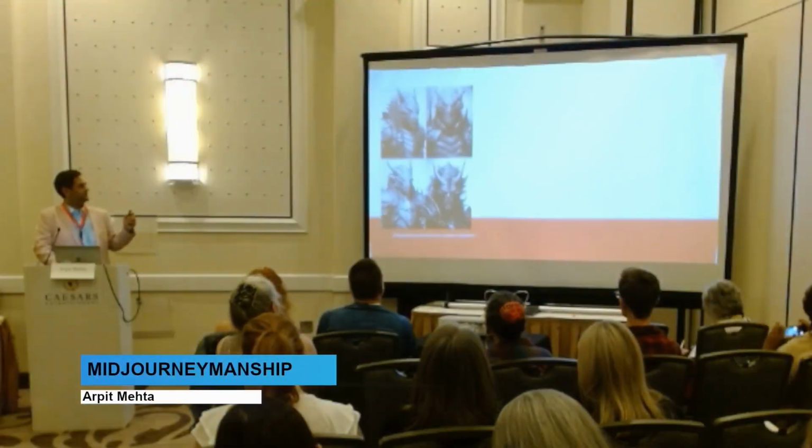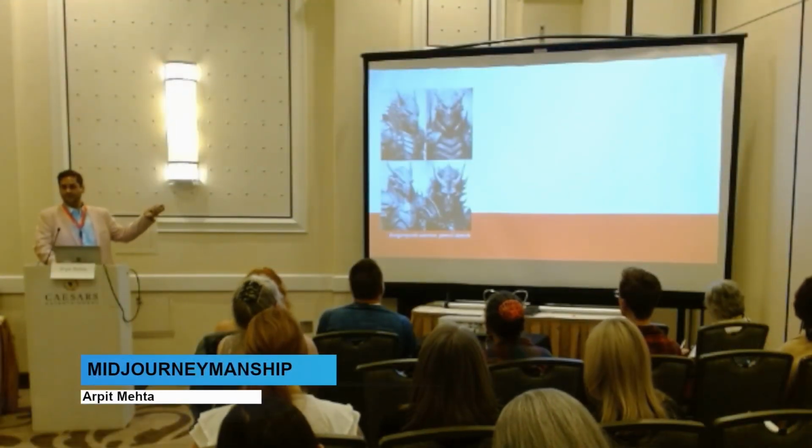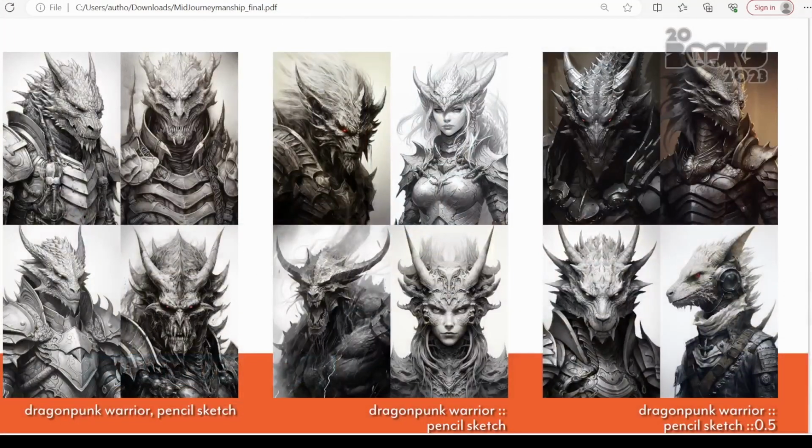So now into the examples. This is what the pencil sketch would look like. Now, when the pencil sketch has the same influence, you're starting to see humans in Dragon Punk armor. And once you drop it down, apparently rats, but you're starting to see color. So again, there's a lot there.